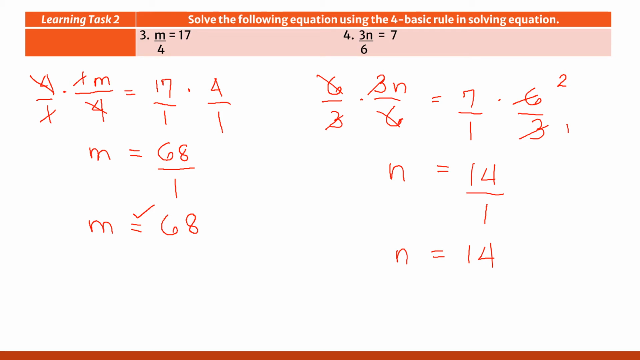Balikan natin yung given equation. 3n over 6 equals 7. 3n. What is 3 times 14? So that is 42. And what is 42 divided by 6? Of course, it is 7. And 7 is equal to 7. Therefore, n equals 14 here is correct.